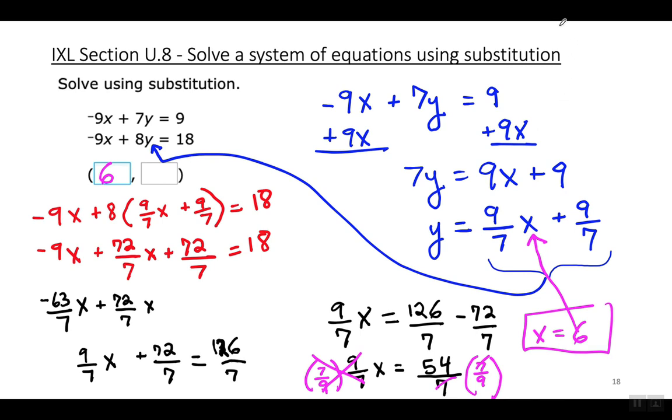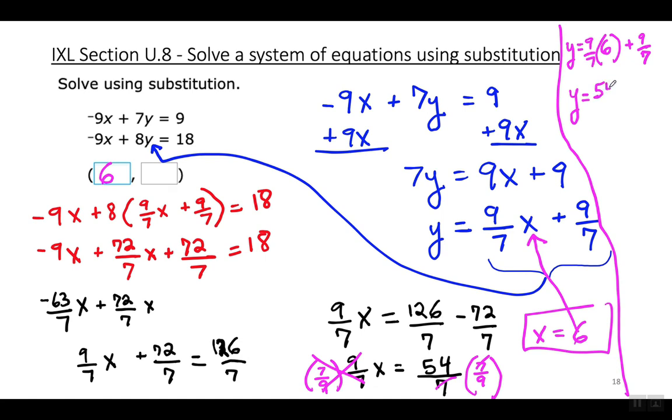When I do that, let me try to do it up here. Running out of space. All right, so y equals 9 over 7 times 6 plus 9 over 7. We're almost done. Okay, 9 times 6 is 54. And 54 divided by... did I make a mistake? Let me think. 9 times 6 is 54. No, I'm sorry, you can't divide it. 9 times 6 is 54 over 7.